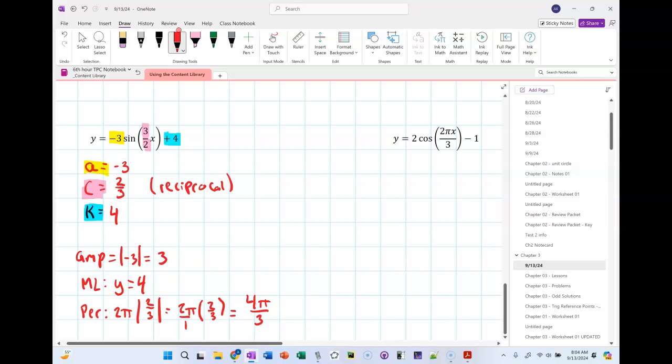So my amplitude is 3. My midline is y equals 4. Got to write it as y equals. It's an equation for a line, not just a number. And my period is 4 pi over 3.